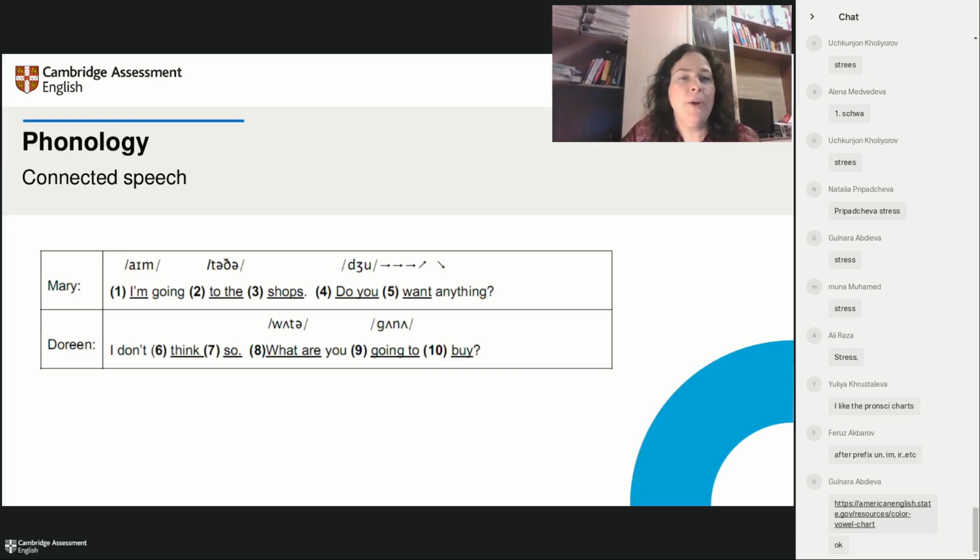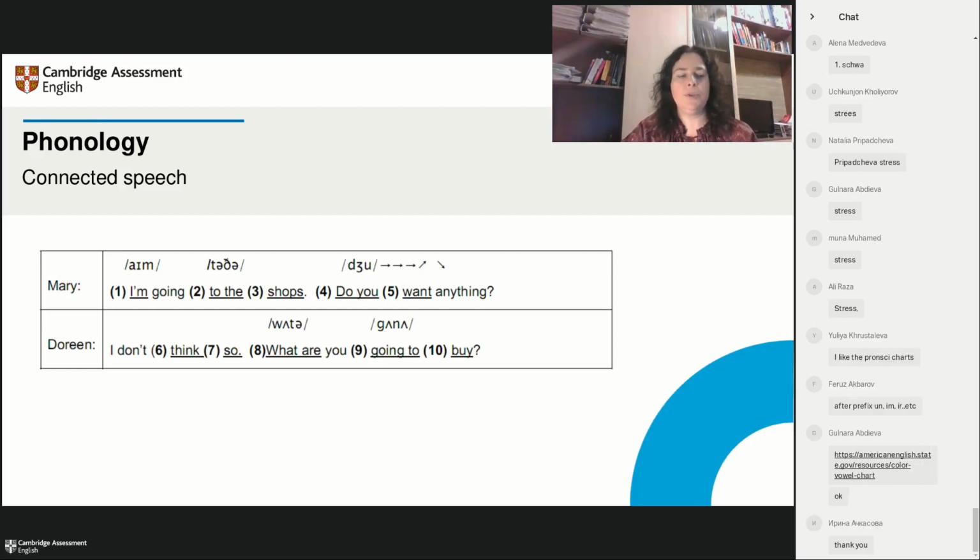So have a look at this short extract from a dialogue. What features of connected speech can you see there? Use the chat box to share your ideas, what you can identify, what you can highlight.